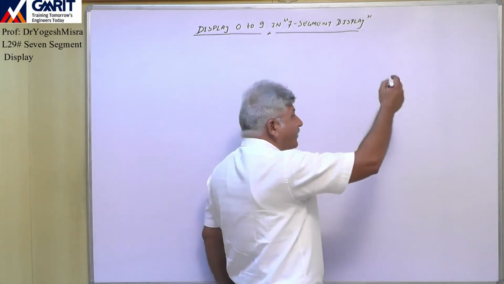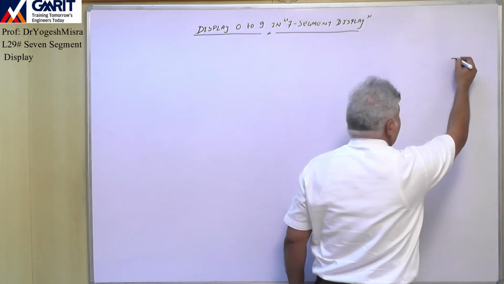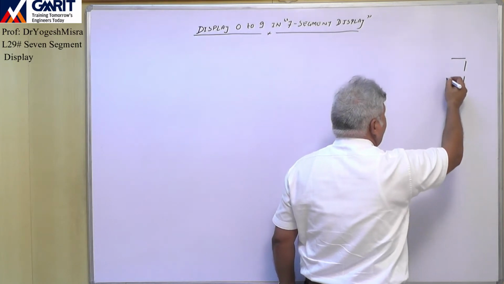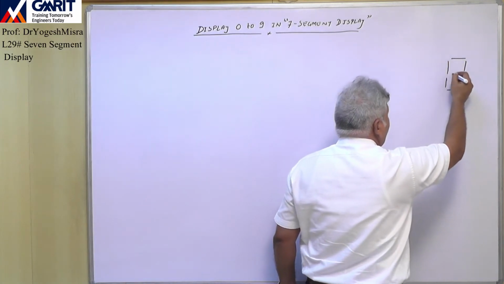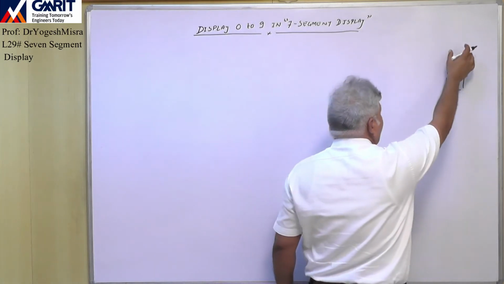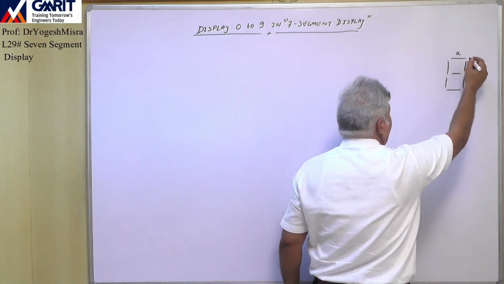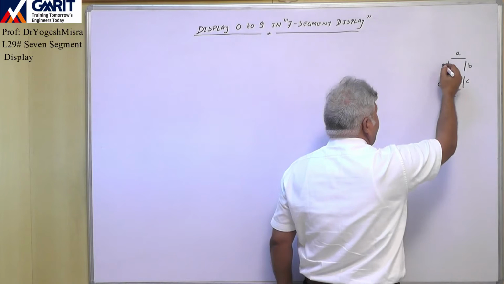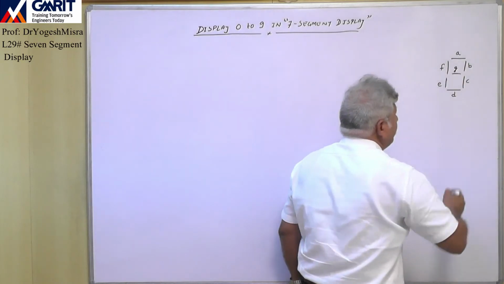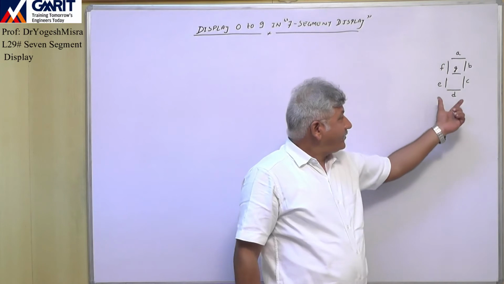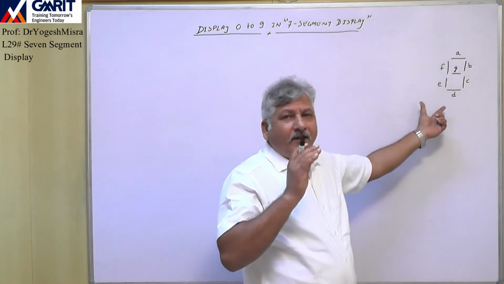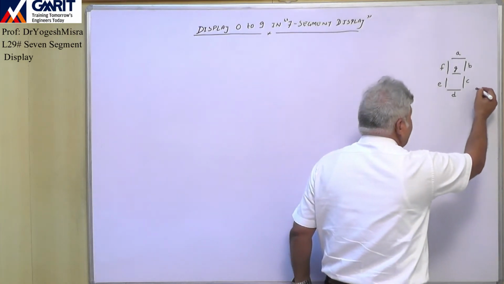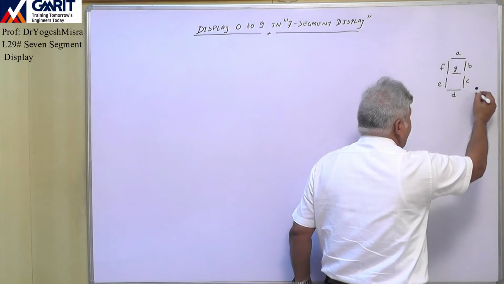So a 7 segment display looks like this. Here basically these are 7 segments. The segments are named A, B, C, D, E, F, G. So these are 7 segments, and with the 7 segment display there is also an 8th segment, and that is one dot.